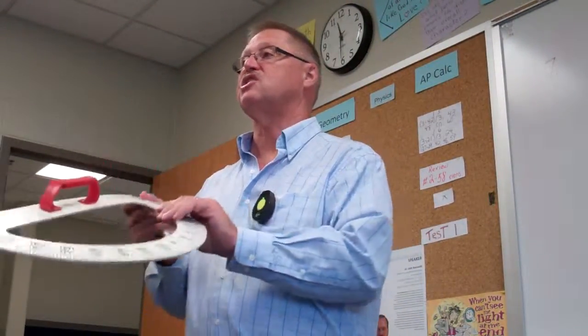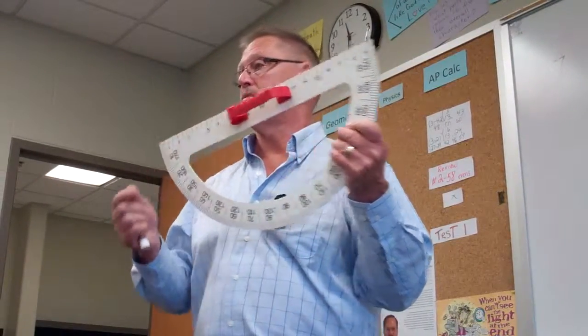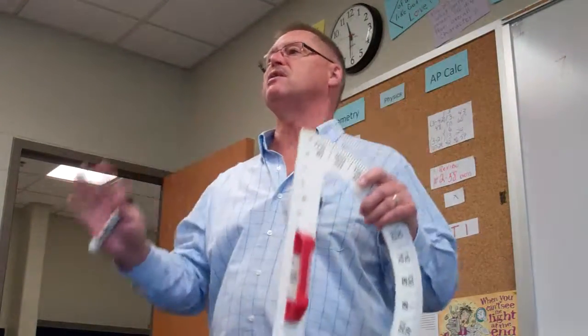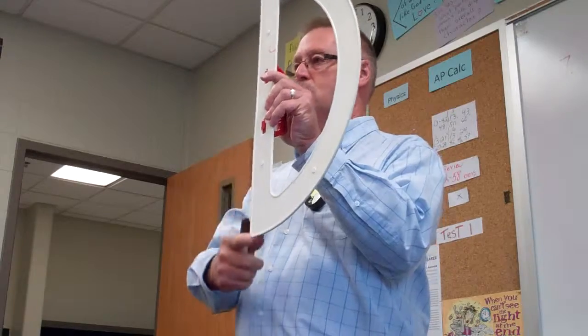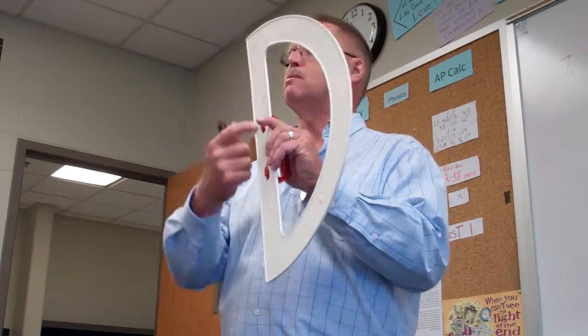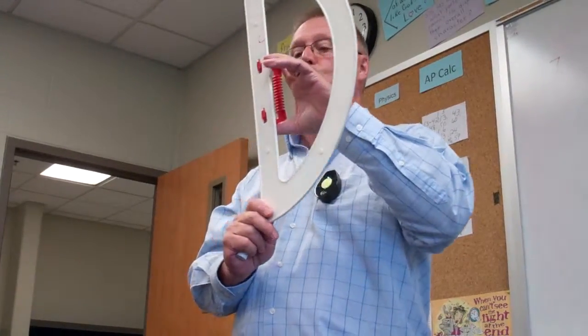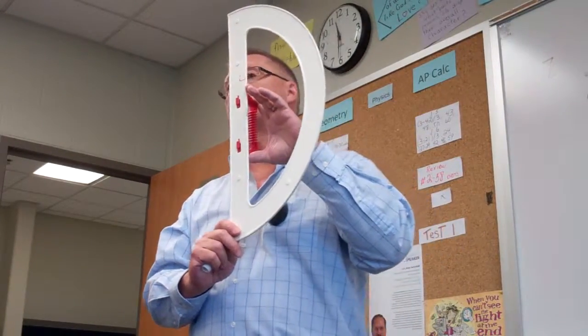I know what you're thinking. You're thinking, let's just measure it, draw another one the same size. That is not a construction. A construction must be done with compass and straight edge, no numbers. So don't look at the numbers today on your ruler or protractor. We're not using the numbers.